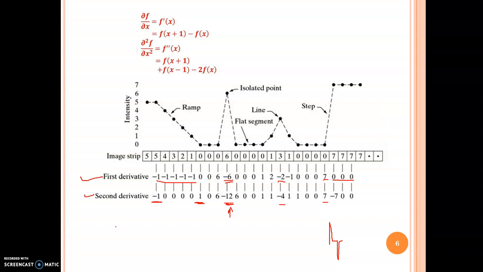So what you have to know is just how to find the first order derivative, that is just by using this expression, and how to find out the second order derivative. So by using this first order and second order derivative, you can find out the presence of the point, line and edges in the image. Okay, so that is all about this session.